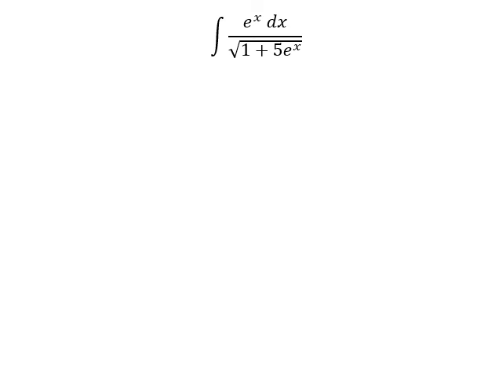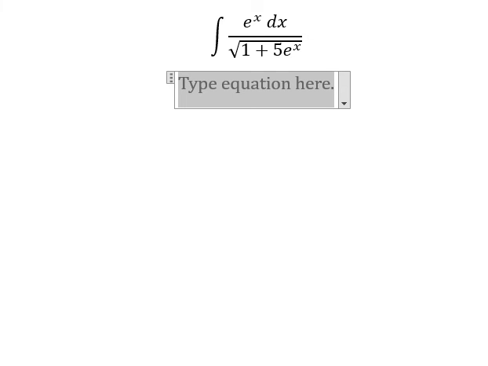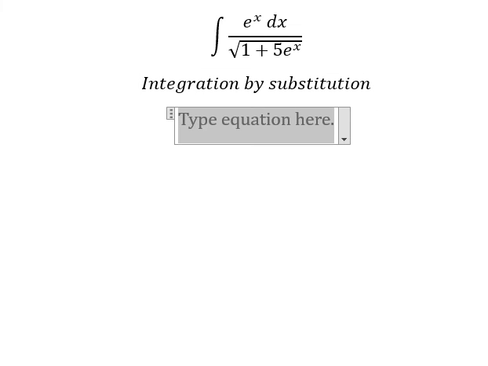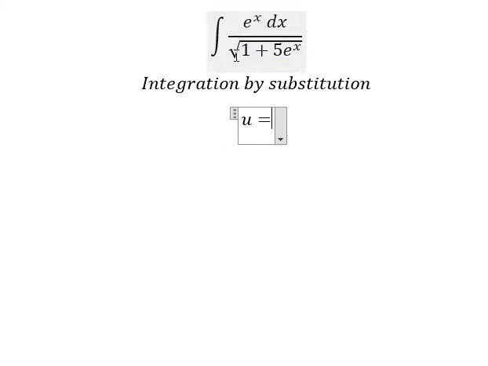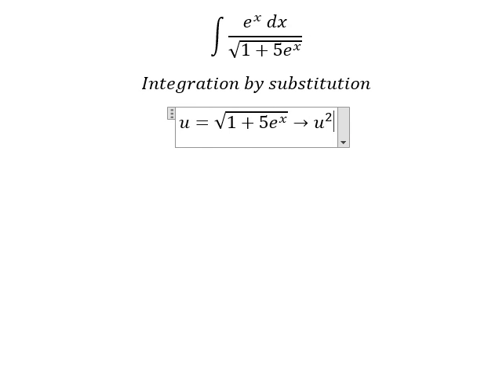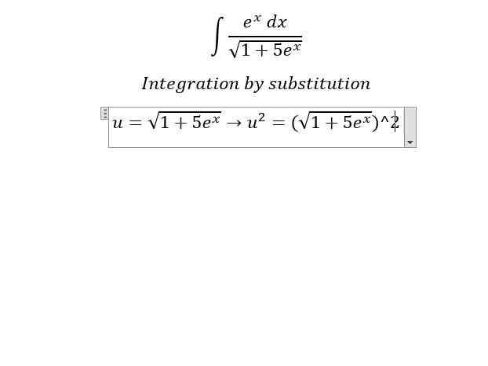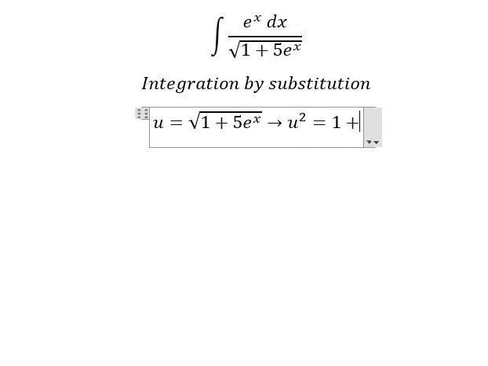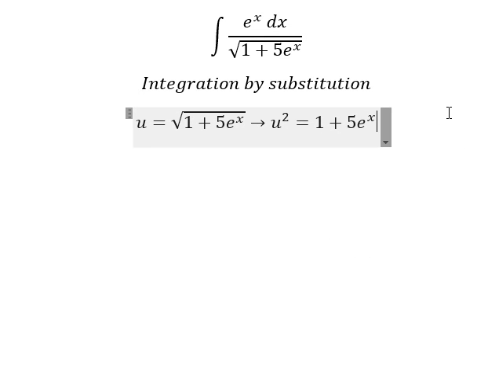Question number 2. We can use integration by substitution. So I will put u equals the square root of this one. Later, we put the square on both sides to cancel the square root. Next, we need to do first the derivative for both sides.